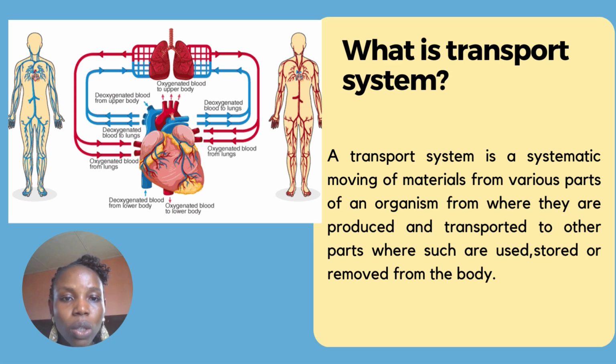Now let's take a look at what transport system is. A transport system is just a systematic moving of materials from various parts of an organism from where they are produced and transported to other parts where they are used, where they are stored or removed from the body. Basically, it is the transportation of useful materials from the point of production to the point where they are going to be used, stored, or removed from the body.